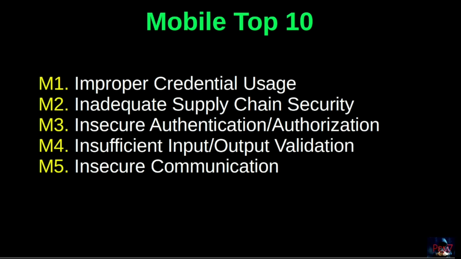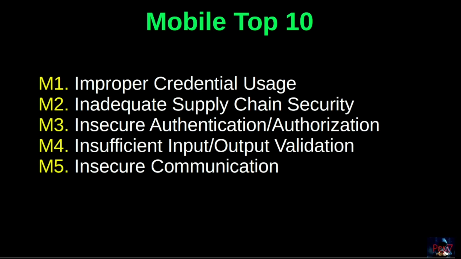And number 4 is insufficient input and output validation. And this is a classic one. If your application accepts untrusted input from users, external files, or other applications without strict validation, then you are opening the door to injection attacks, logic corruption, or even remote code execution. And similarly, we should sanitize the outputs to prevent leaks or malformed states.